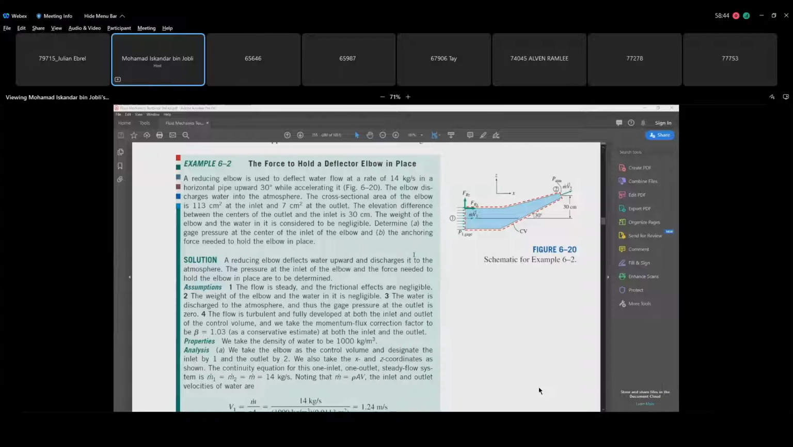Now, why do you think that we need to study about the force, about the momentum? We're studying about momentum, right? We're studying about the force. Why is that? One of the applications is to know how much force we need to design something in order to hold this elbow. You know what's the function of this elbow? You have water running through it and then being accelerated a little bit and then pointing upwards.